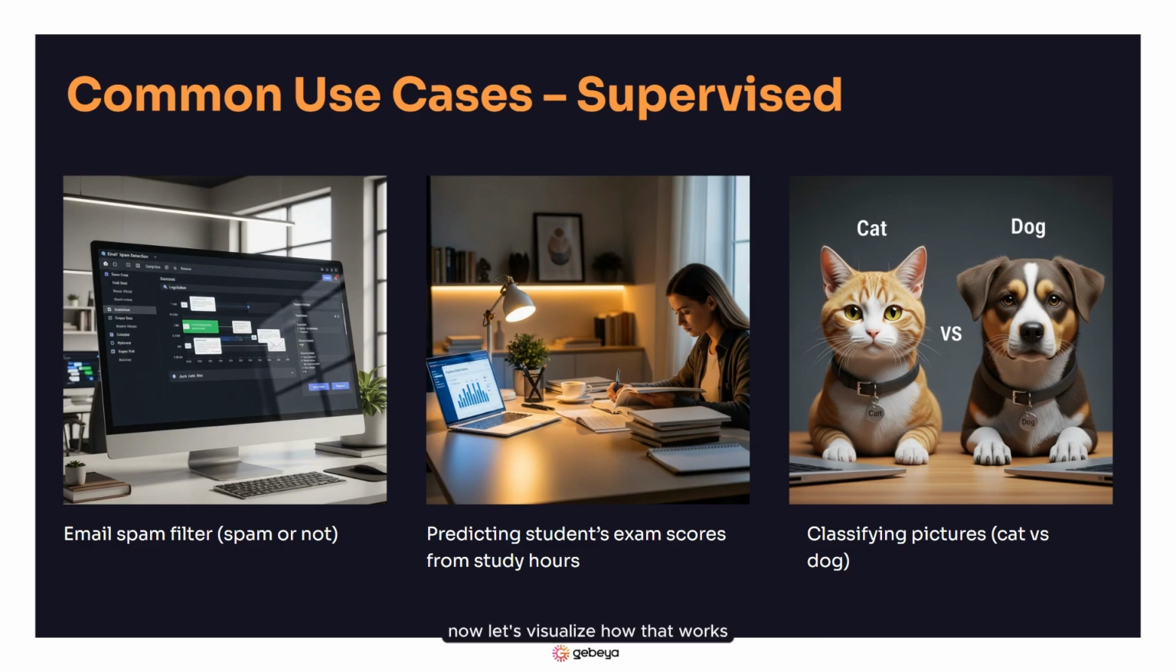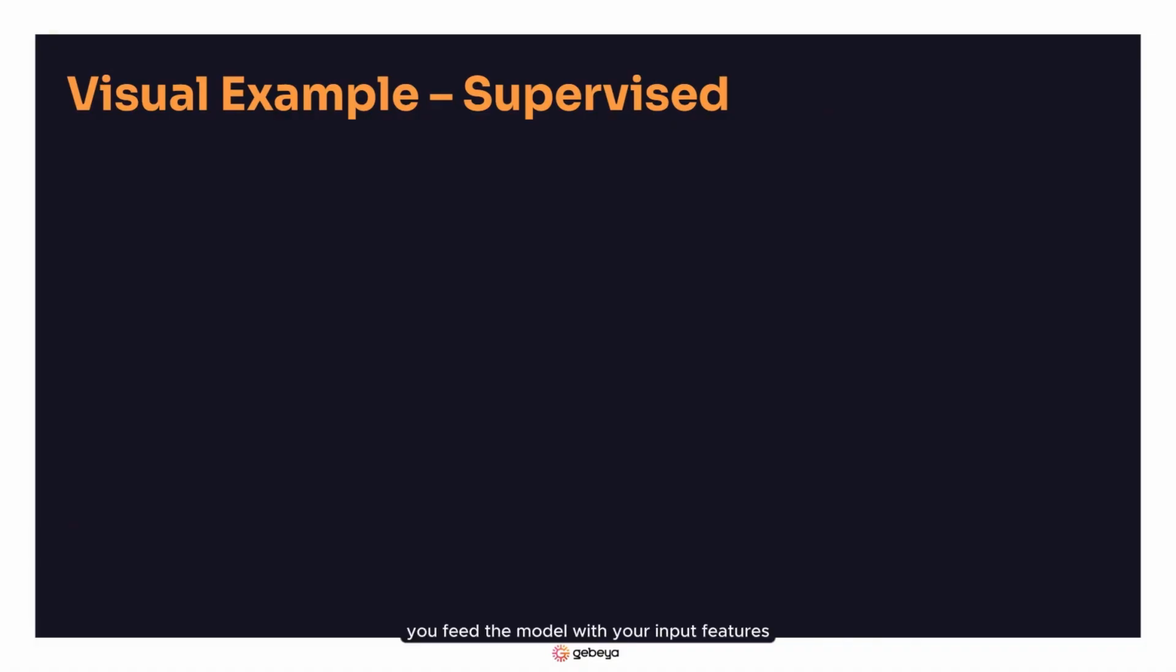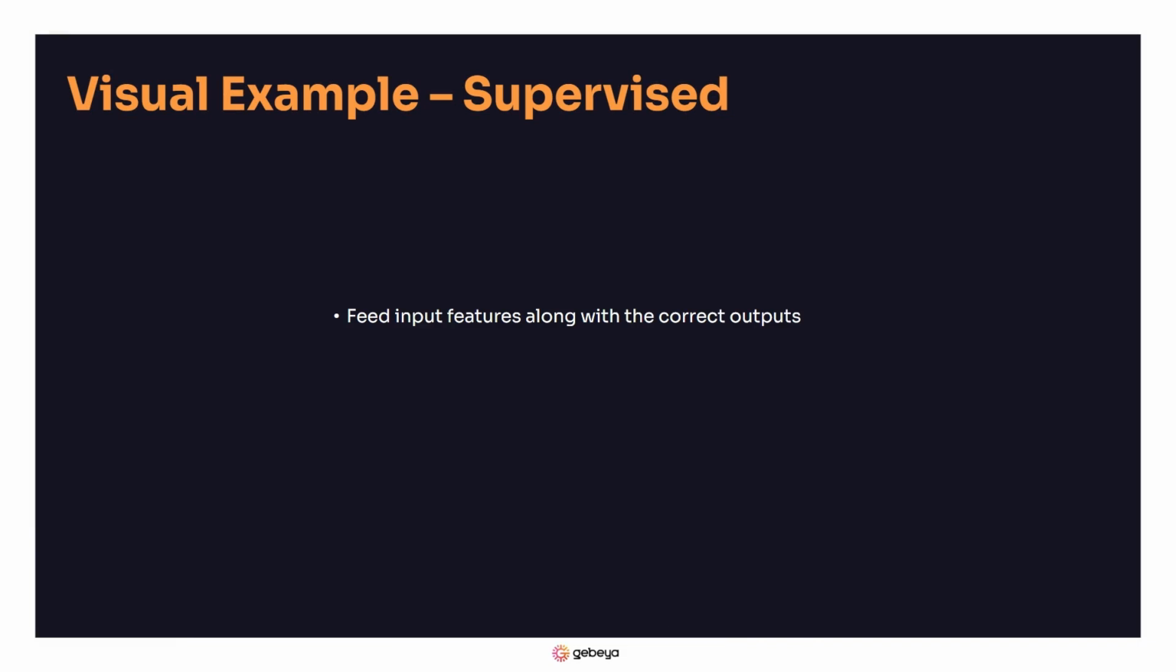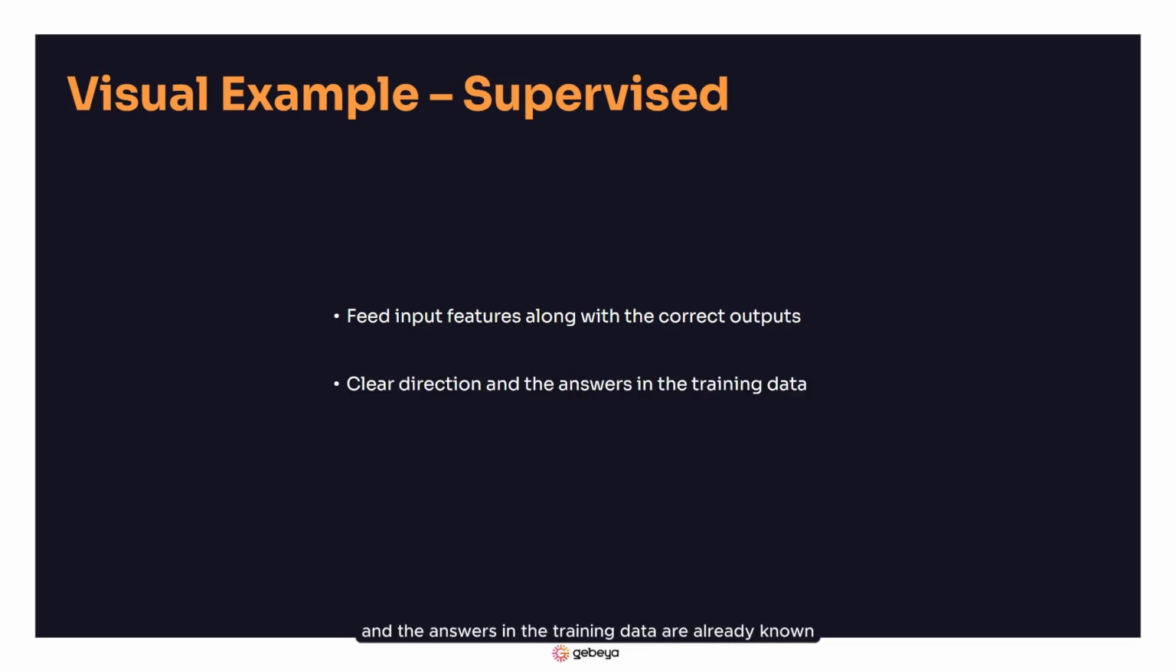Now let's visualize how that works. Picture this. You feed the model with your input features, like square footage and location, along with the correct outputs, the actual prices. The model processes these examples and learns the connection. When you later give it a house's square footage and location without the price, it uses what it learned to predict the price. The direction is clear, and the answers in the training data are already known.